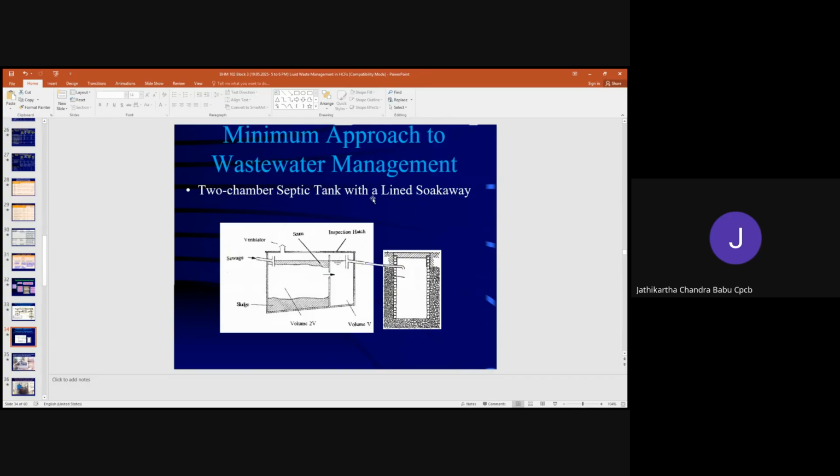This is the tank where the minimum, a two-chamber septic tank, can also be used as an anaerobic process for treatment of liquid waste generated from hospitals. It is like a septic tank where the wastewater is collected, and in the absence of oxygen, the clarified outlet is collected and discharged through the soak pit. This is one method where there is no ETP or sewage treatment plant available. In such a case, you can adopt this sort of system.